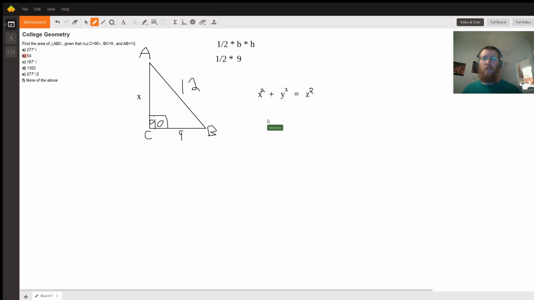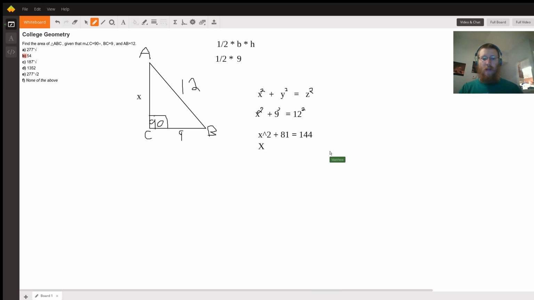All right. So here we don't know what x is. So x is just going to be x squared. But we do know what these other two sides are, so we can go ahead and put those in. Plus 9 squared equals 12 squared. So if you look here, that's going to be x squared, and I'm just going to write it like this because I'm impatient tonight because I'm tired. Plus 81 equals 144. 9 times 9 is 81. 12 times 12 is 144.